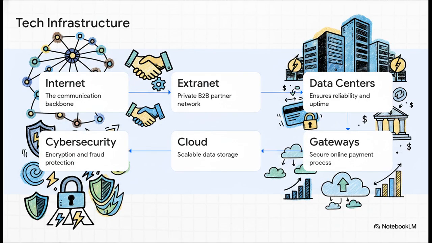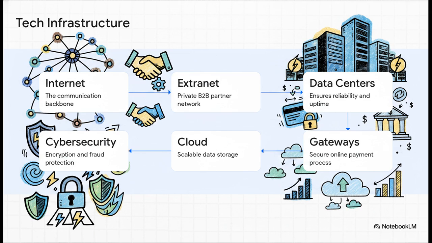You find that pair of shoes and hit buy. Instantly, that signal travels across Step 1, the internet, the ultimate communication backbone. Then the store relies on step 2, the extranet, pinging a private network to check real-time inventory with an external warehouse. All of this data crunching is happening inside step 3, massive data centers packed with servers to ensure the site doesn't crash during a holiday rush.